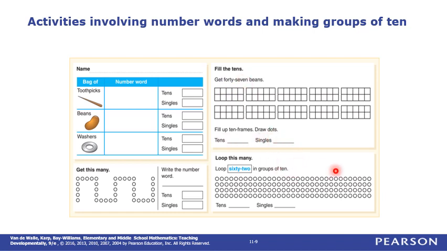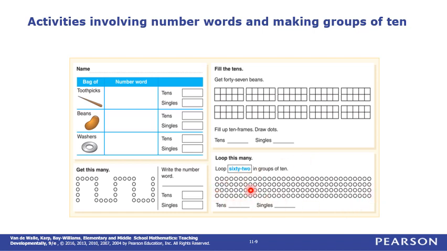This one underneath is very similar. It's called loop this many. And so here students are asked to loop 62 in groups of 10. And so they would just circle the groupings. And this activity in particular is one that helps them transition to that very final stage of base 10 understanding, because it allows them to group the numbers flexibly.